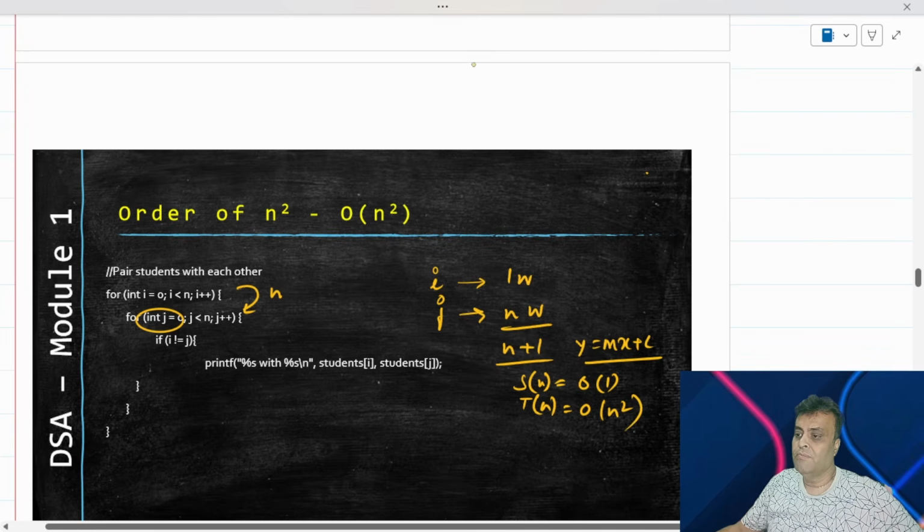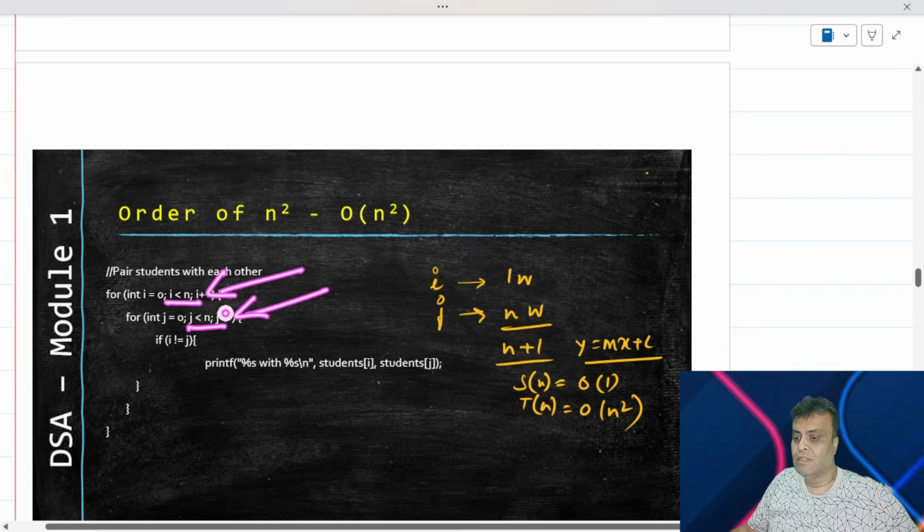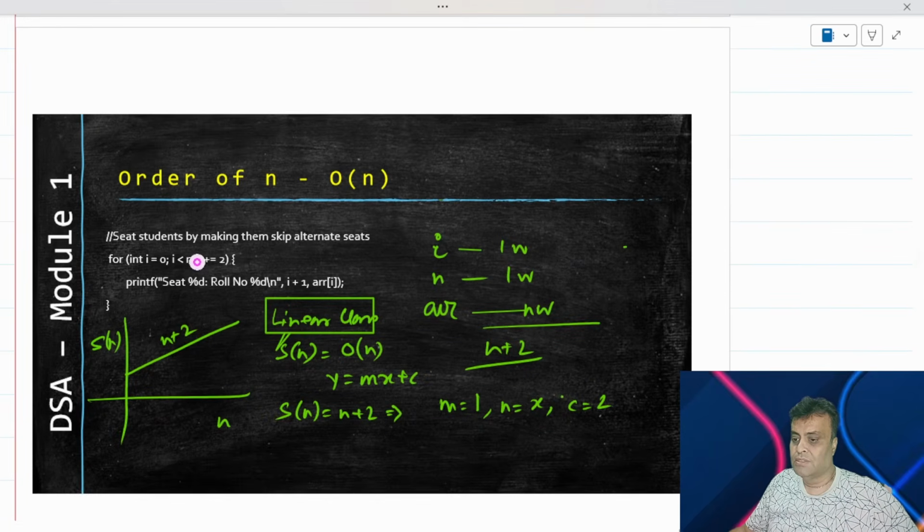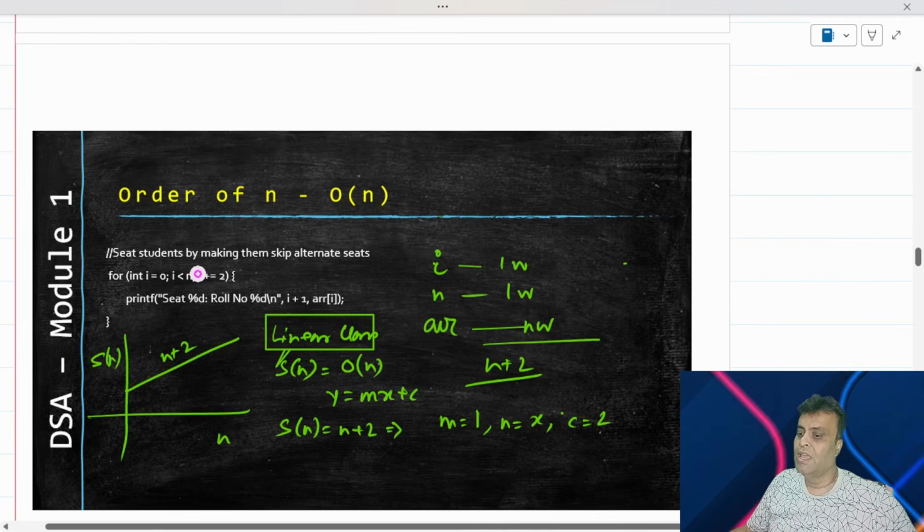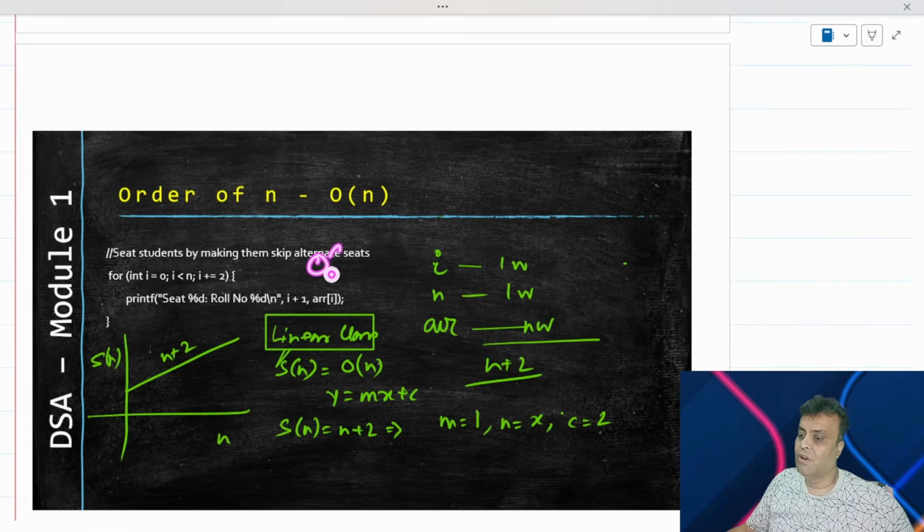So as I said, if you see two loops, of course, if they are nested and they go till n and they are incremented in a linear manner, it will always be an order of n square. However, if you see only one loop like this, going till n and incremented in a linear manner, we will always consider this as order of n. One single loop means order of n. So just by seeing the code, you can tell.